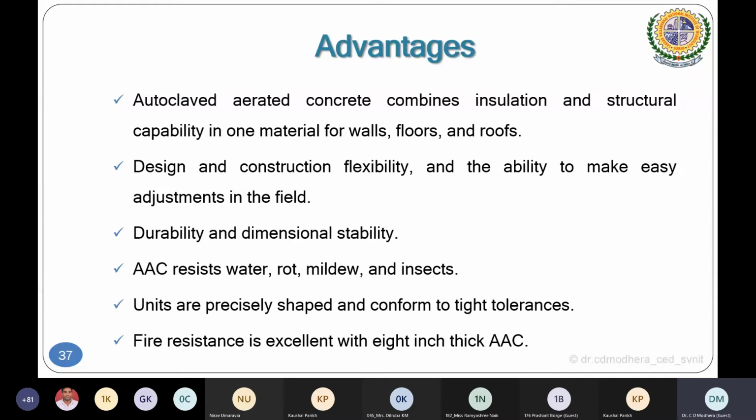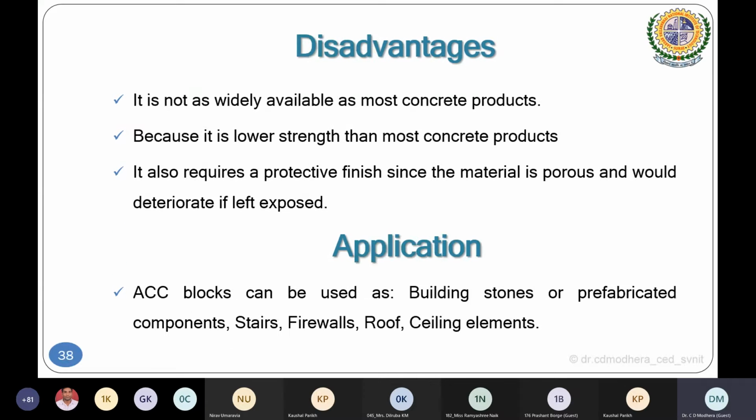One good thing is dimensional stability. Dimensions will remain perfectly constant throughout. So that's why dimensional stability is there. Durability by default: AAC resists water basically, rot, you can say mildew and insects. This is one thing. Another, units are precisely shaped, which is what I was telling, conforming to tight tolerances. Fire resistance is excellent with 8-inch thick AAC.